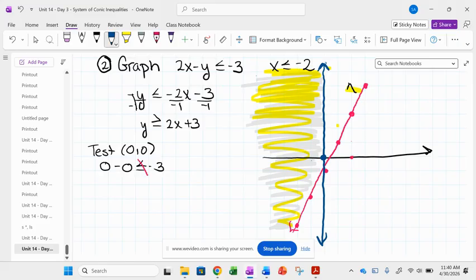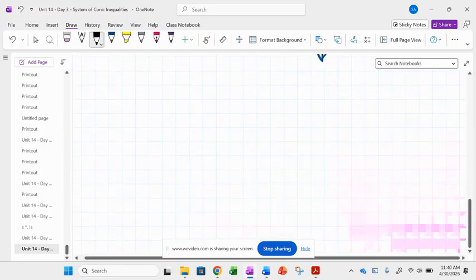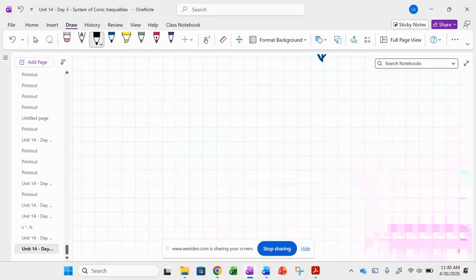Okay. So that is the area, the gray yellow that I have left over. That's going to be our solution. So what does that mean? Any point in that shaded region will fulfill the inequality 2x minus y is less than or equal to negative 3. So now that was our nice Algebra 1 recap. Now we're going to do this with nonlinear conics, or a conic with a line.